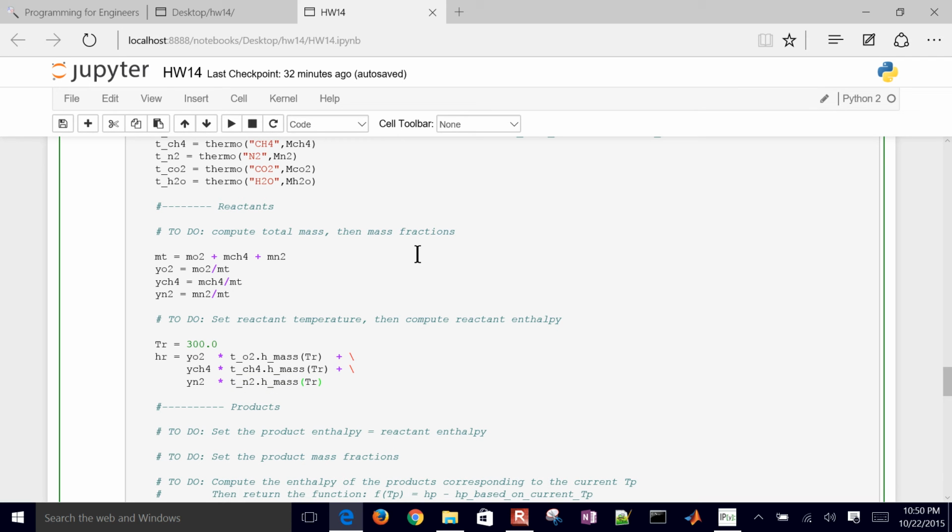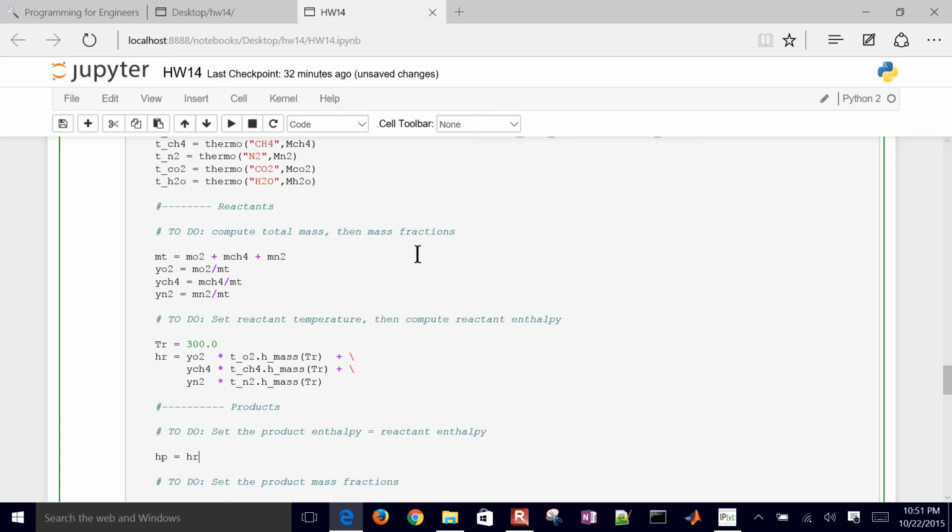Okay, so let's go down to the next one. The next one is we want to start taking a look at our products. So we did all the calculations for our reactants. We want the enthalpy of the reactants equal to the enthalpy of the products. So HR is going to be equal to HP, the enthalpy of the products, but let's go ahead and compute that. First of all, we need to set the product enthalpy equal to the reactant enthalpy, so that's going to be HP equals HR. So we just defined a new enthalpy of our product.